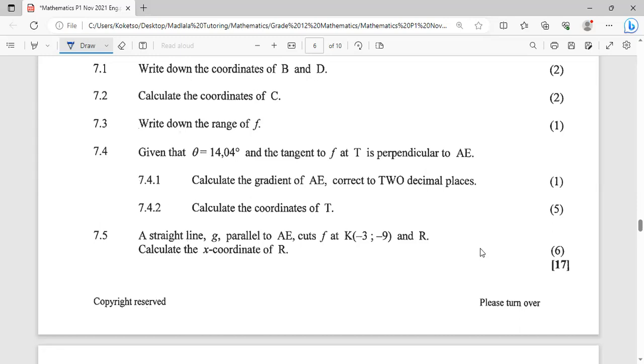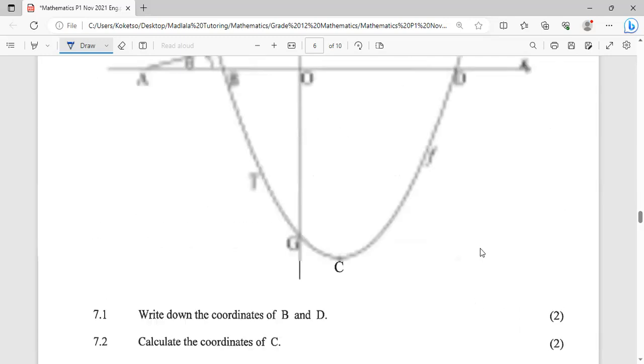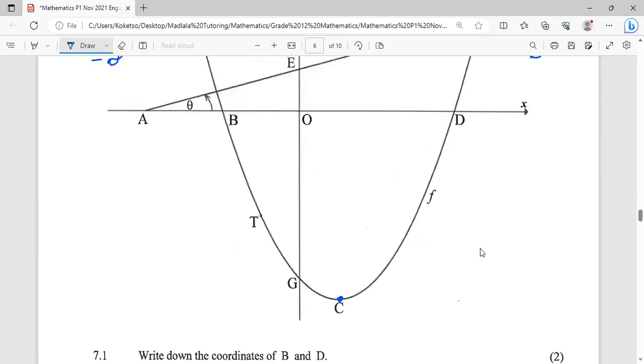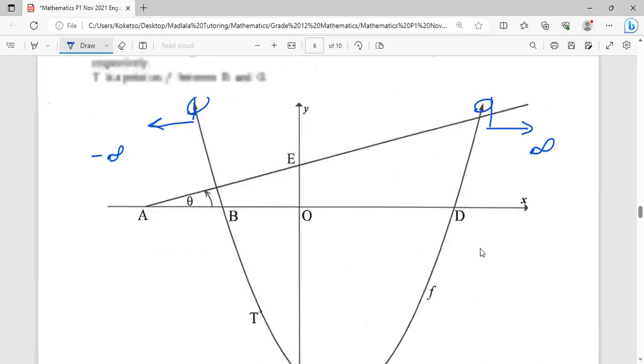That's what we know. So we understand that K and R are going to be the points of intersection. We are going to have a straight line that is parallel to AE. So it's taking us back to analytical geometry again, because we understand that if two lines are parallel, then they have the same gradient.